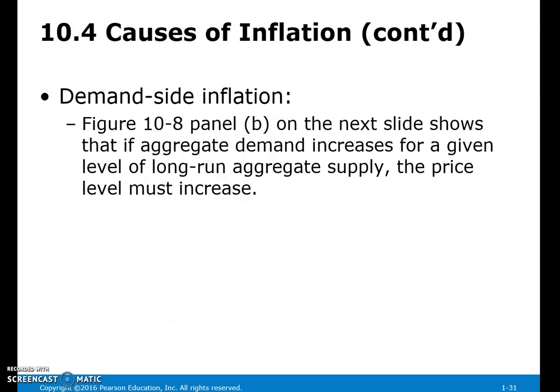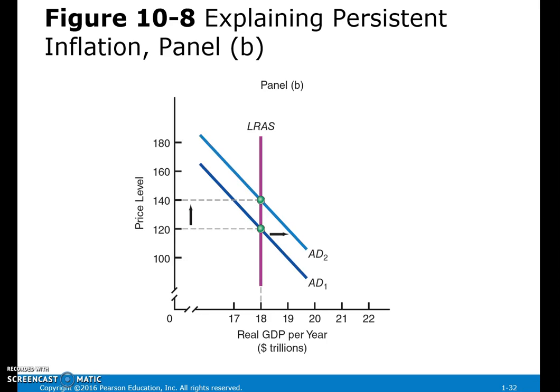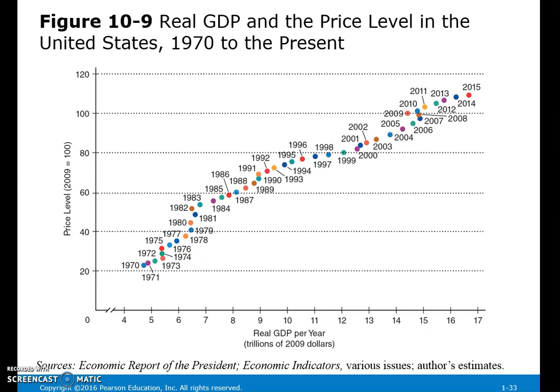So now on the next slide, we're going to look at demand-side inflation, which is just going to be a shift in demand. As demand shifts outward, prices go up. This is inflation. Finally, we're looking at 2009, I believe, as our base year. Yep. We're looking at real GDP and the price level in the United States over time. And it's pretty consistent in how it increases. There's a little bit of a quagmire of an effect right here from the crisis in 2008, but overall increasing.